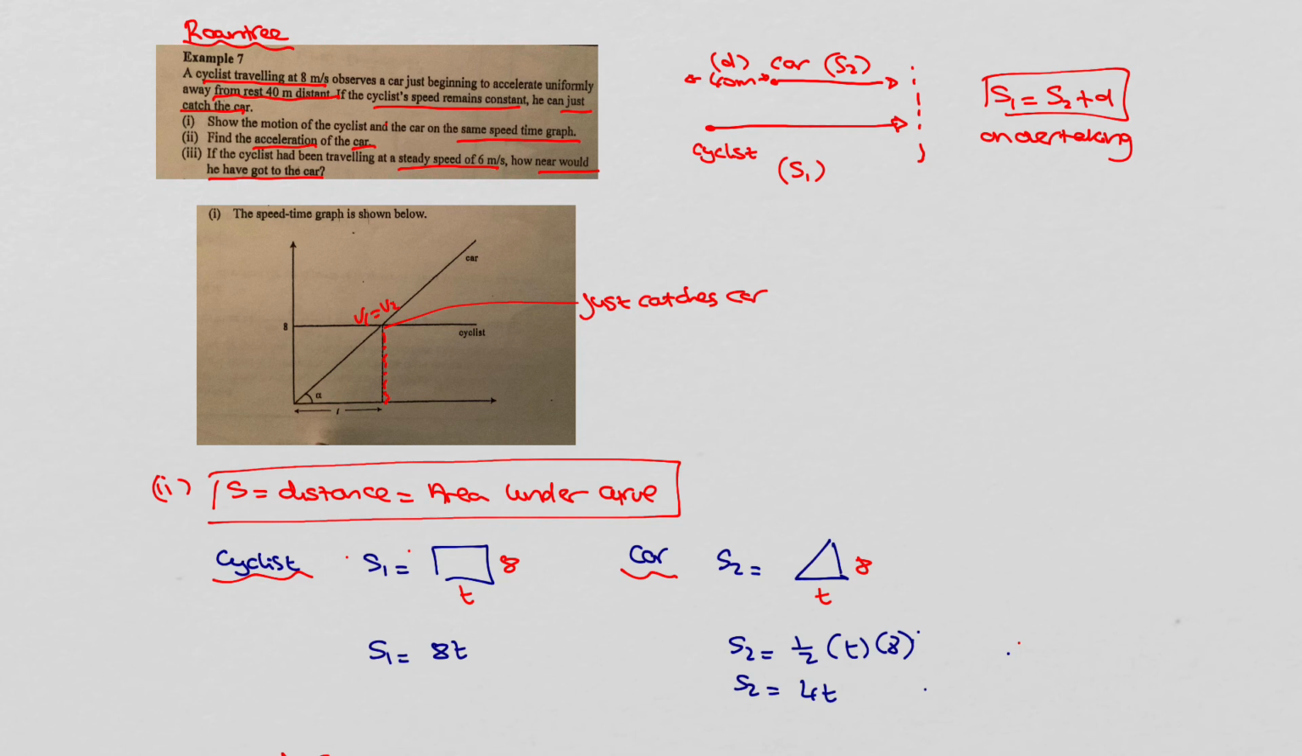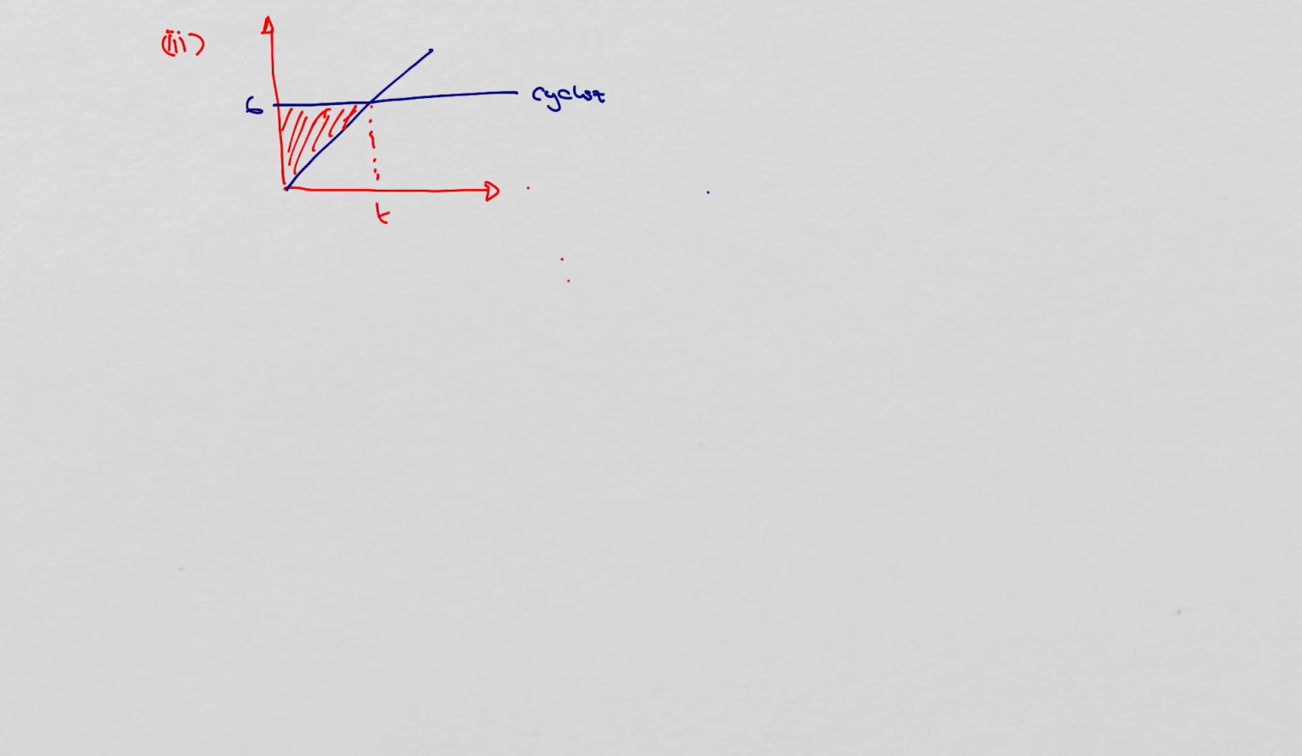So for part 3 then, it says, if the cyclist had been travelling at a steady speed of 6, how near would he have gotten to the car? So we draw a new graph for this. How close would he have gotten to the car is looking for the greatest lead. So we have our car, which still has the same acceleration, but the cyclist has now got a steady speed of 6. So this shaded area here will represent the greatest lead. And we don't know at what time that happens. We do know that the acceleration is 0.8 for the car. So we know that this shaded area is equal to the closest they can get.